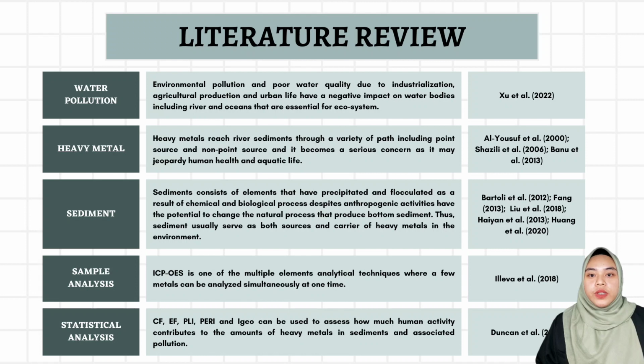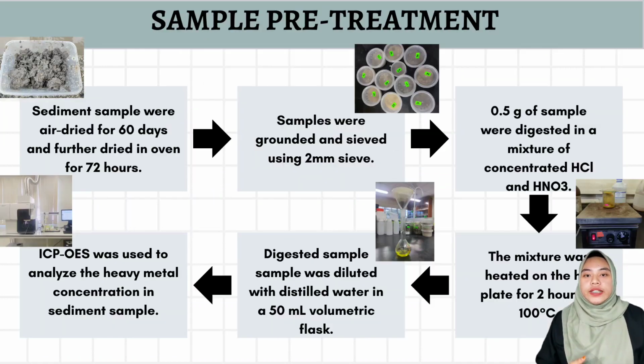Literature review. So this is some of the previous studies that have been carried out. Methodology. For sample pretreatment, 10 sediment samples were evenly collected at 10 selected spots along the Kuala Perlis River during the monsoon season. The sediment samples were air dried for 60 days, then further dried in an oven at 80 degrees Celsius for another 72 hours. Samples were ground and sieved through a 2 mm sieve.